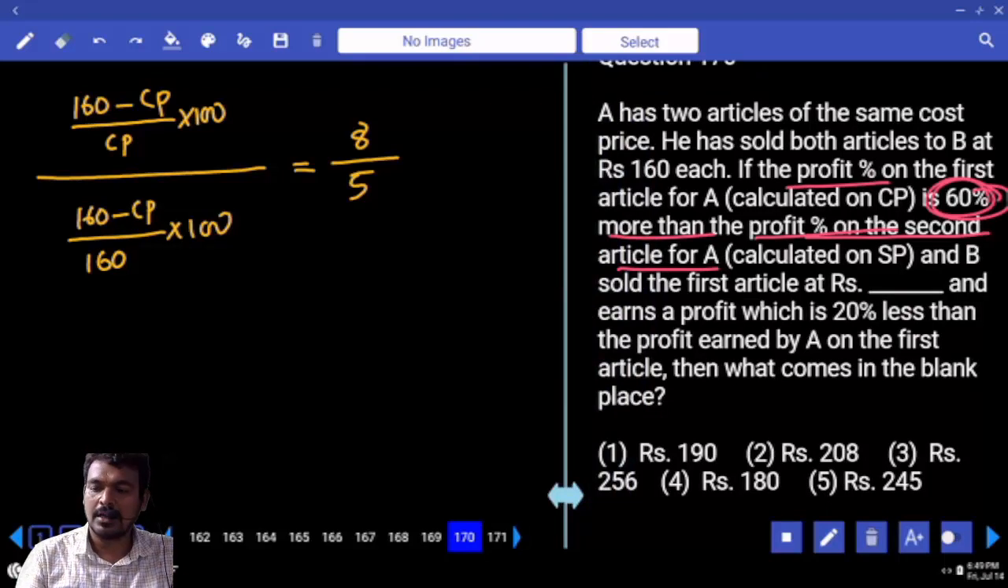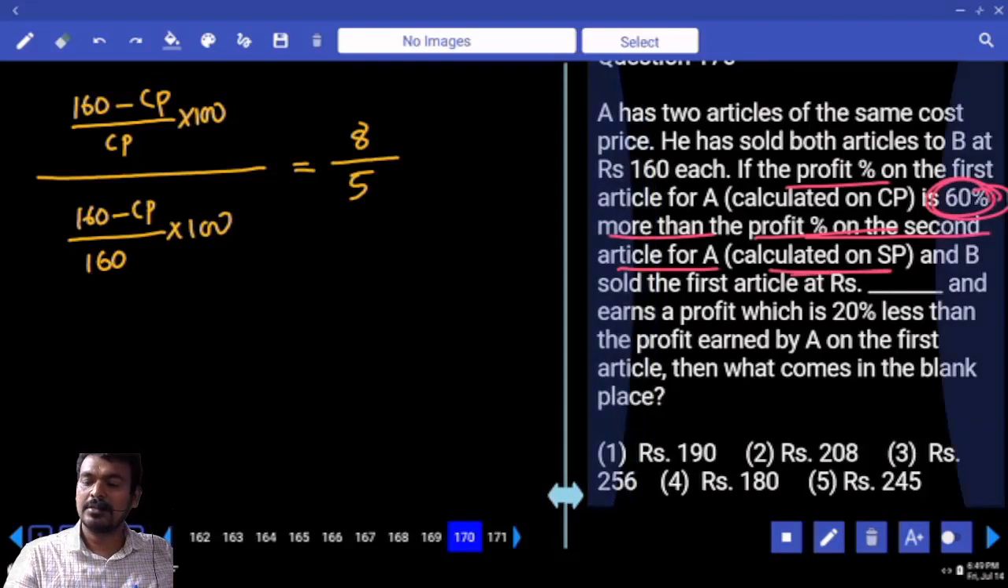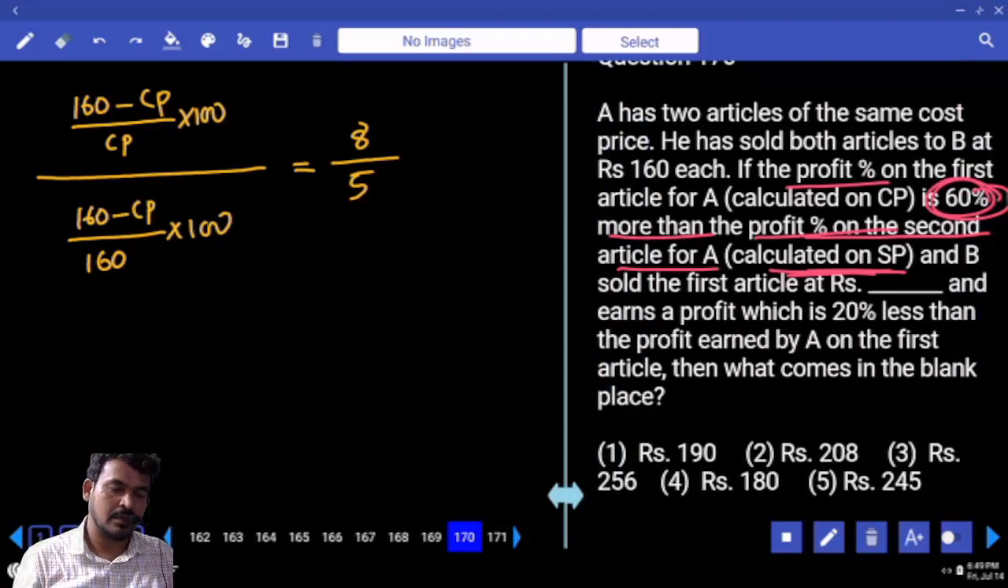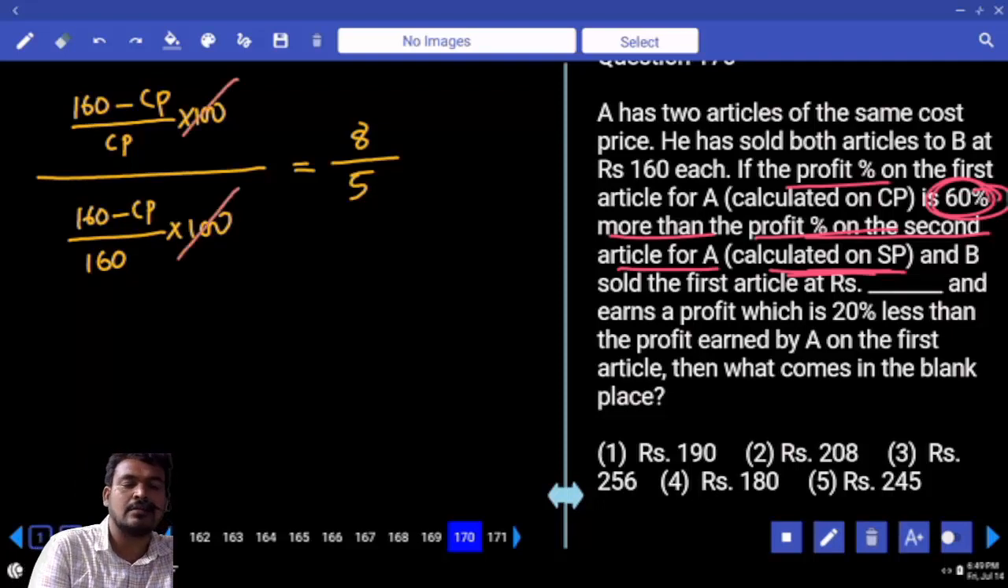What is the first article profit? 160 minus CP by CP into 100. What is the second article profit? 160 minus CP by selling price or cost price? Selling price. Then profit on first one is 60% more than the second one, means one will be 160, another one is 100%. What is the ratio? 8 by 5. And here 100 gets cancelled. Just cross multiplication, simplify this one, we get the CP value 100.